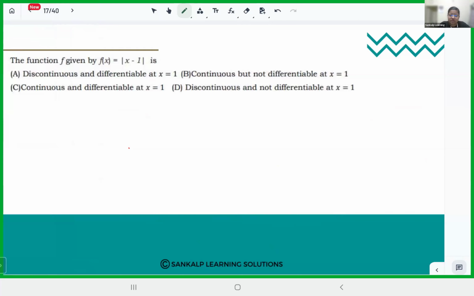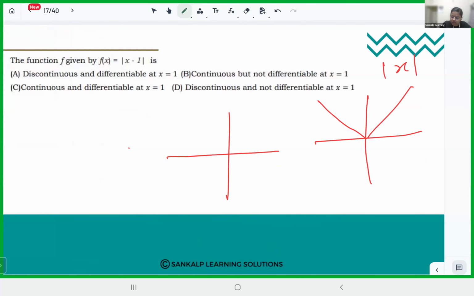It is a modulus function, right? We know modulus functions are some standard functions that are continuous. So this is our modulus function, mod x. But here they have given us modulus of x minus 1. Modulus of x minus 1 means the graph will be like this, right? At the point 1, you can see a sharp turn. So this will be the graph of modulus of x minus 1.